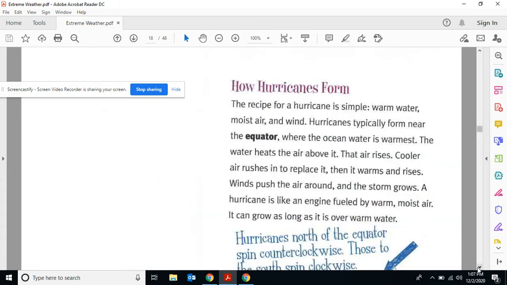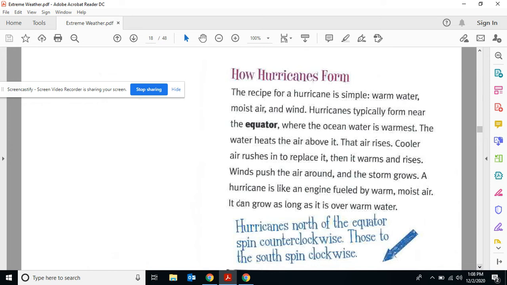Let's go to page 18. How hurricanes form. The recipe for a hurricane is simple. Warm water, moist air, and wind. Hurricanes typically form near the equator, where the ocean water is warmest. The water heats the air above it. That air rises. Cooler air rushes in to replace it, then it warms and rises. Winds push the air around and the storm grows. A hurricane is like an engine fueled by warm, moist air. It can grow as long as it is over warm water.